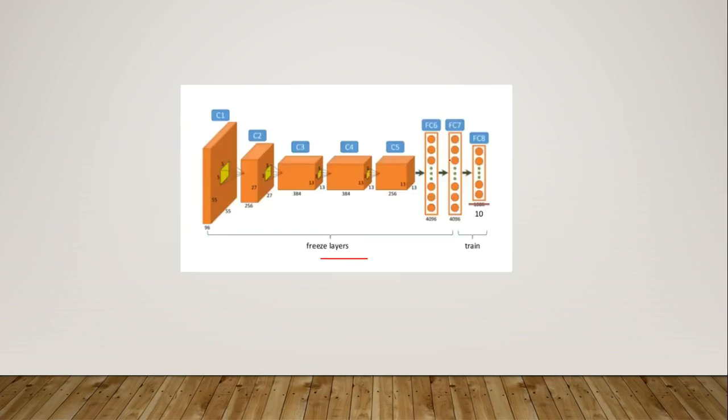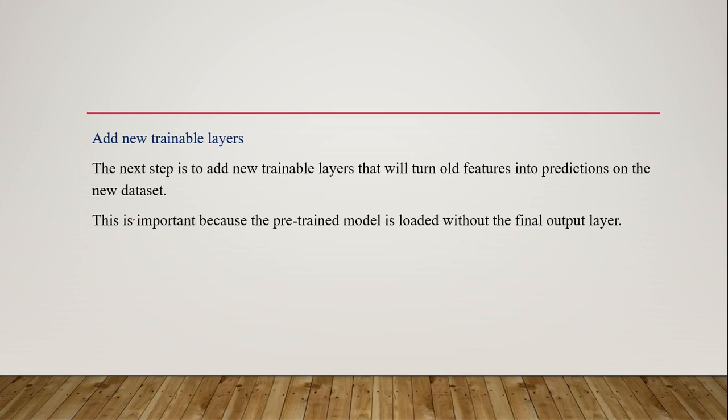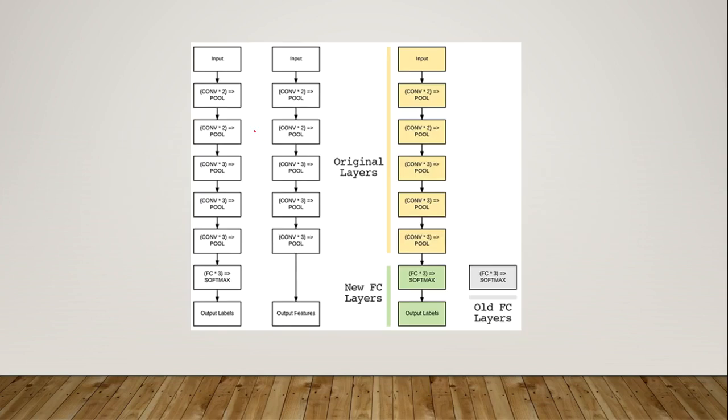So the C1, C2 convolution layers are there, followed by a fully connected layer, and training the first time. Another step is called add new trainable layers. The new trainable layers will turn old features into predictions on the new data set. This is important because the pre-trained model is loaded without the final output layer, remember. Again repeating, in transfer learning the pre-trained model already has training data, and we can add the new task and data set and go for predictions. This general diagram is given for the new FC layer, original layers and old FC layers.